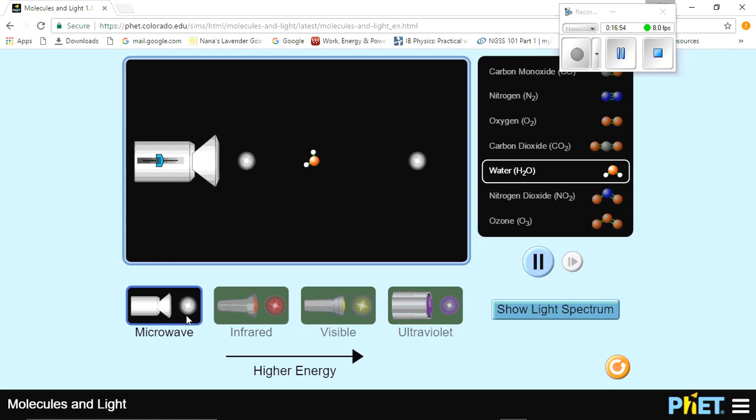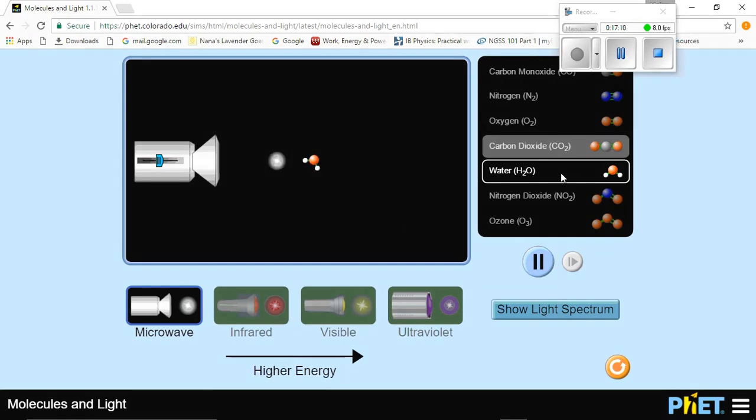So carbon dioxide and water, by looking at the simulation, will be your biggest culprits of the greenhouse effect because they have the best ability to absorb and then re-emit infrared or longer wavelengths of EMR.